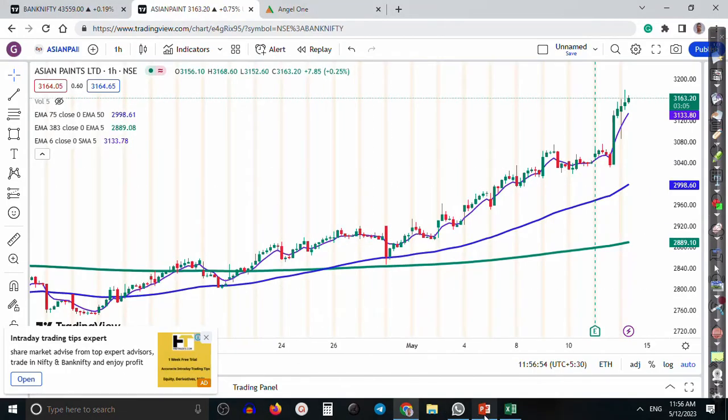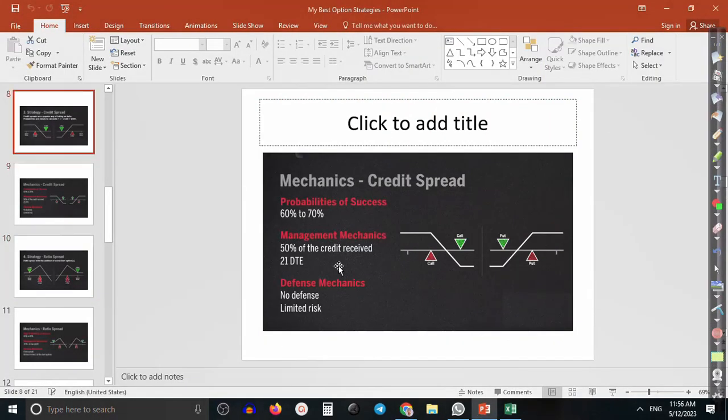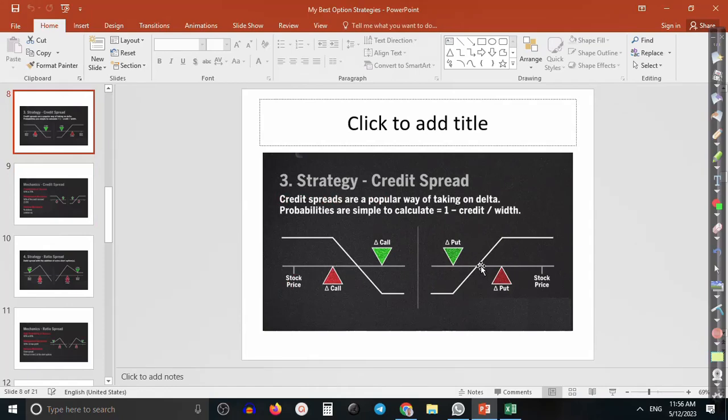What is the credit spread? Let's see. This is called a credit spread. So if price goes towards the upper side, my profit will be fixed. If it goes down, that is also protected. So it's a more than 70 to 80% winning ratio.